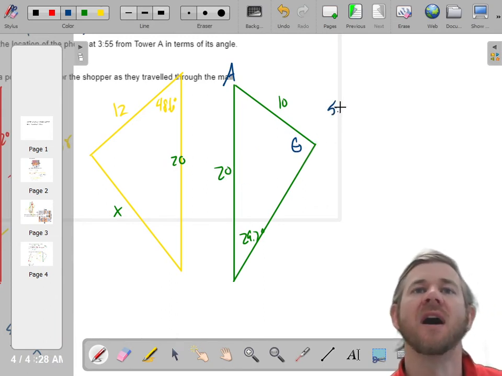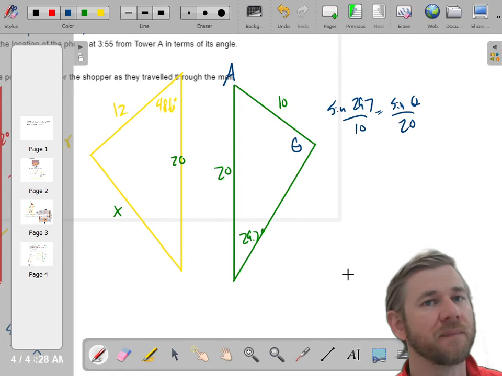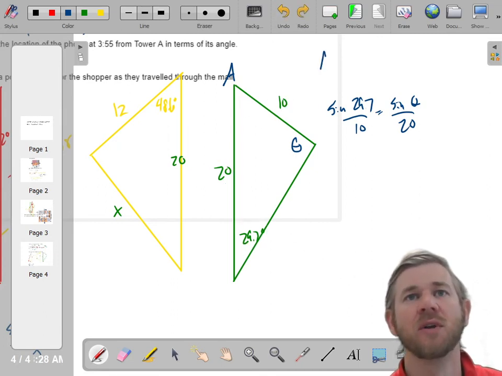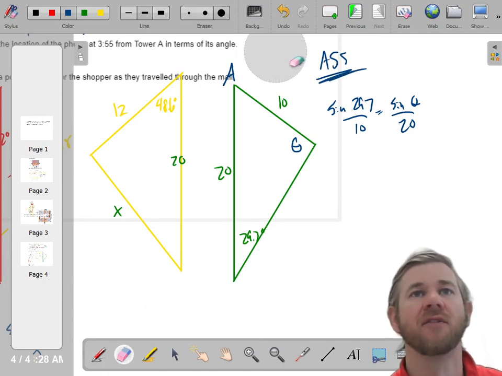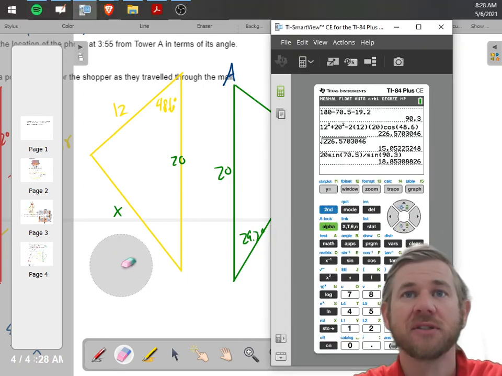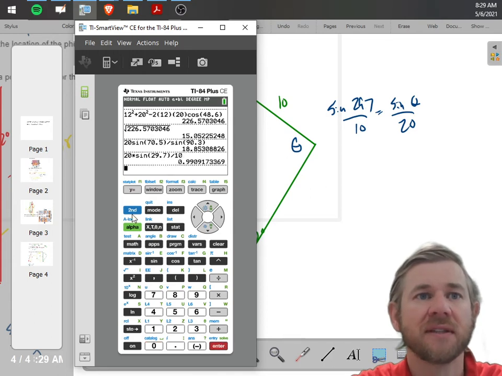So we'll say the sine of 29.7 over 10 is the sine of theta over 20. Now you need to be careful. Look at the information you have. Angle, side, side. When you are given angle, side, side, you are in trouble. You need to be careful because this is the ambiguous case. So we're going to multiply both sides by 20 times the sine of 29.7. Then I'll divide by 10. And then I will take the inverse sine of that.